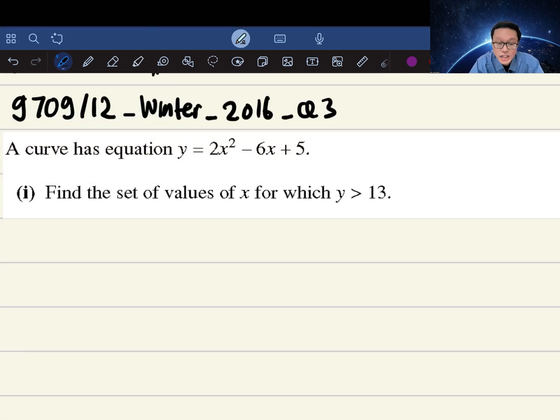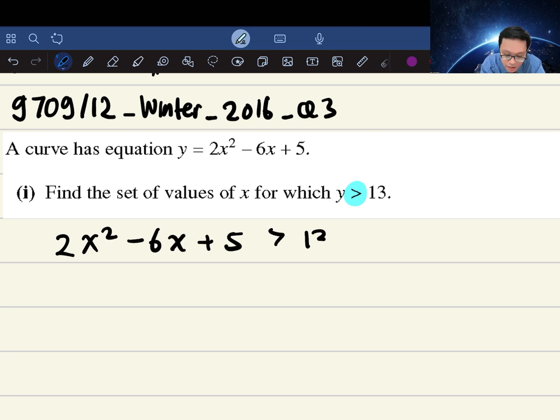Guys, let's move on to the next question about quadratic inequalities. We have a curve with equation y equals 2x squared minus 6x plus 5. The question is: find the set of values of x for which y is greater than 13. So here we have an inequality. The approach is a little bit different. We plug in the y first, so it becomes 2x squared minus 6x plus 5 greater than 13.